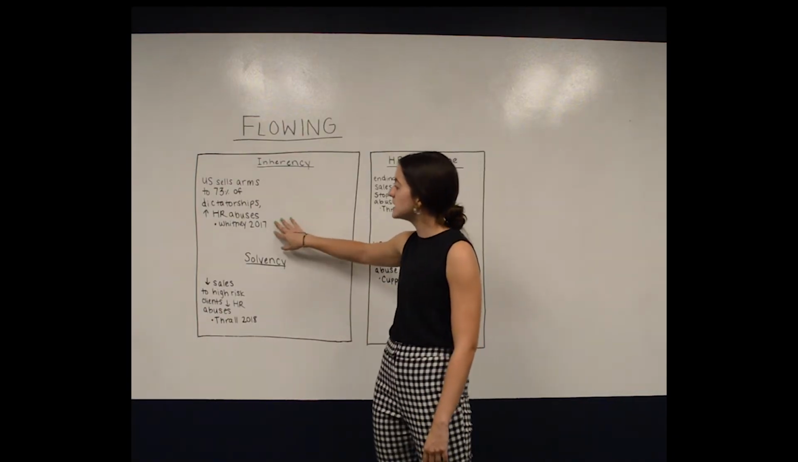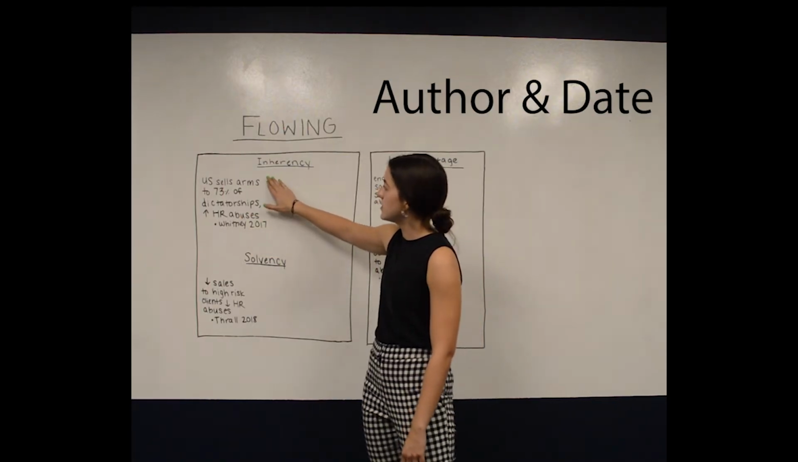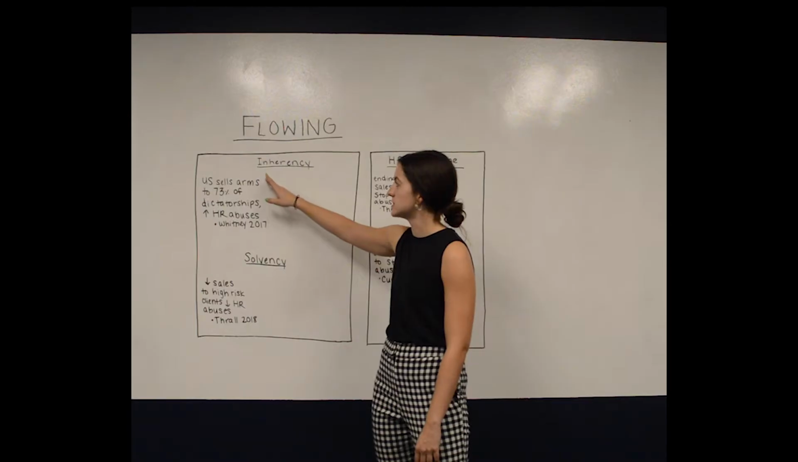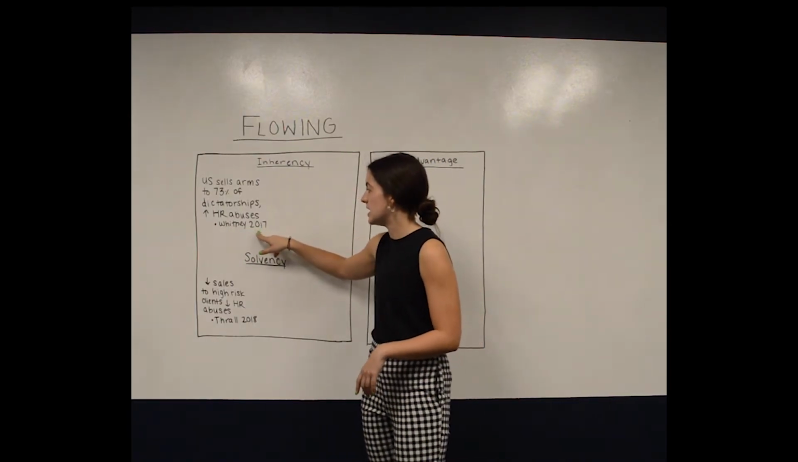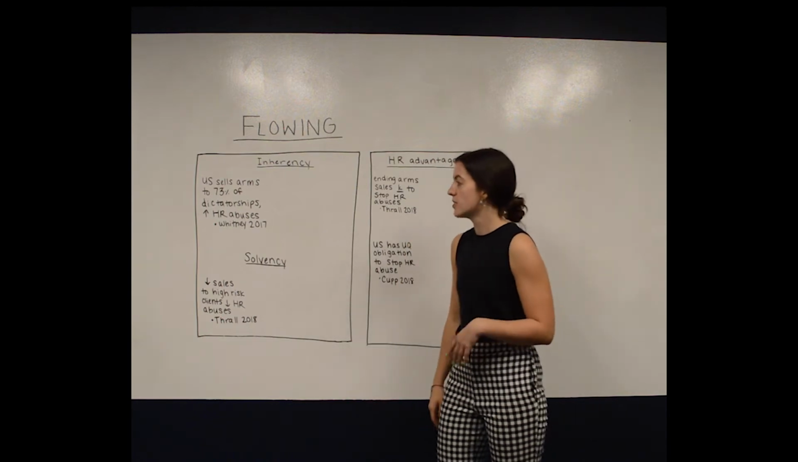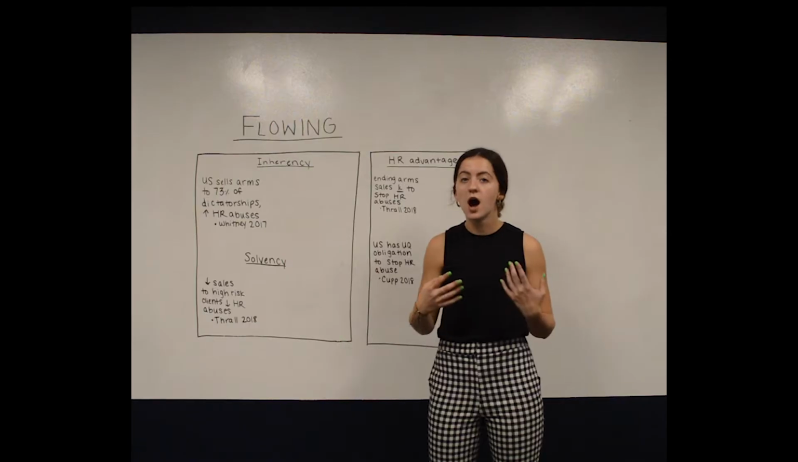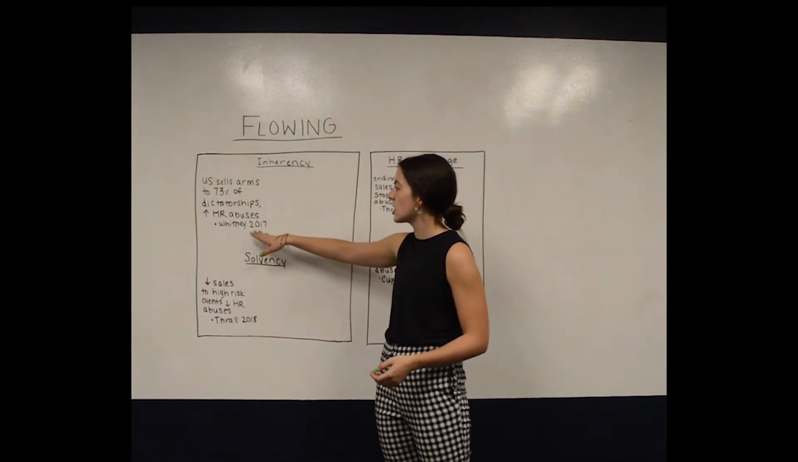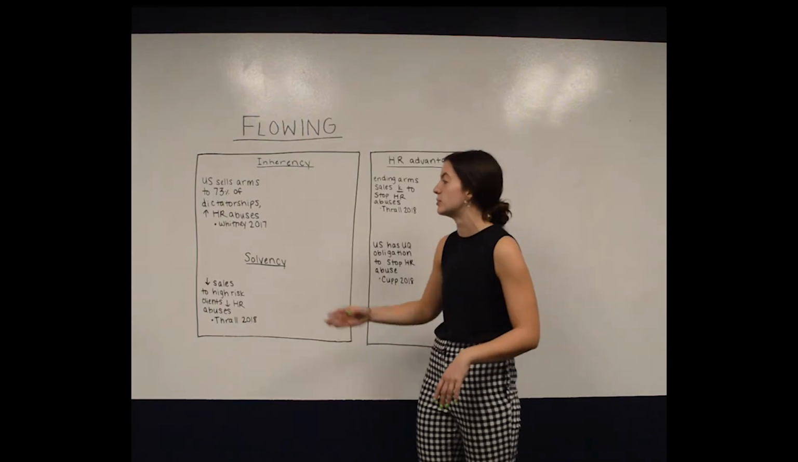And then the next piece of this is the author and the date. So after you write the tagline of the card, that is the claim of their argument, you want to write down the author and the date, and there are a couple reasons for this. The first reason is that you want to make sure that the card is relevant within the round, because if the card has a really old date and it doesn't make sense for them to be reading it, you want to be able to point that out.